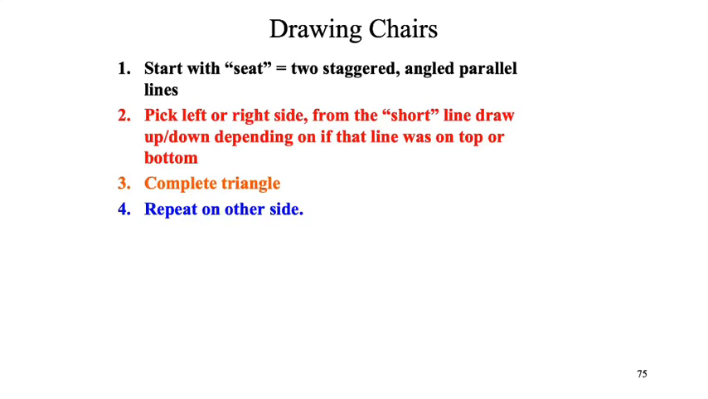Okay? Color-coded. I need to start with a seat. When I build a chair, I want to know where I'm sitting first. So I'm going to make two staggered, angled, parallel lines. So, staggering them.